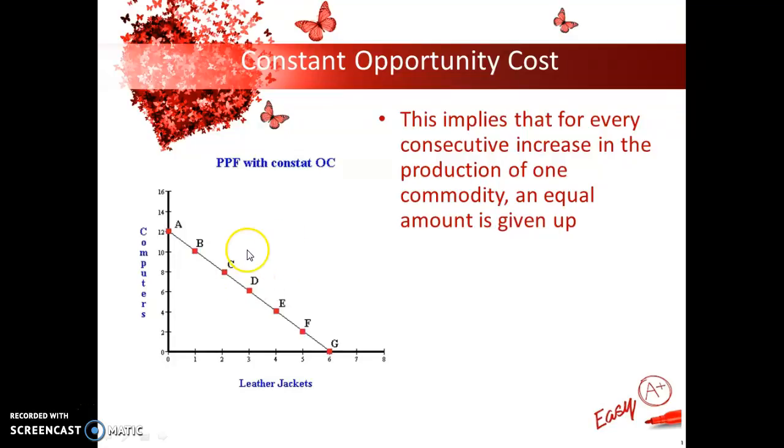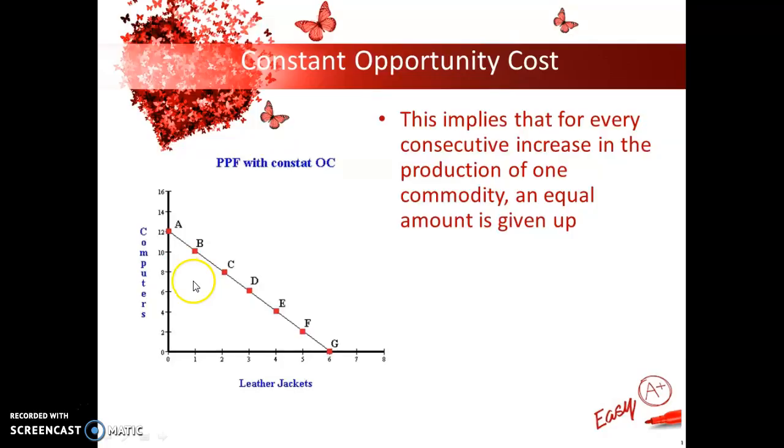So for example, in the diagram on the left, this country or firm is producing at point B. At point B, they produce 10 computers and 1 leather jacket, right? But what if they decide to produce at point C instead? Then how many computers would they have to give up? You minus the 8 from the 10, and you know that a 2 is right here. So in order to produce 2 more leather jackets, you have to give up 2 more computers.